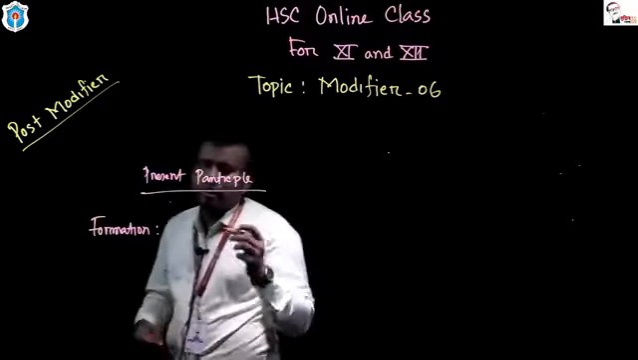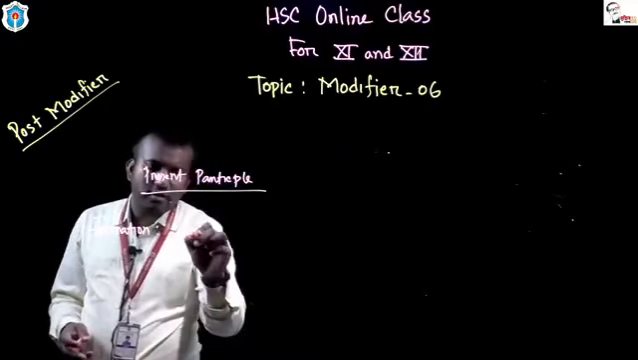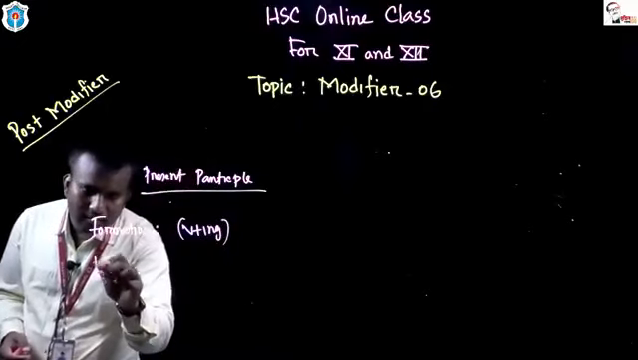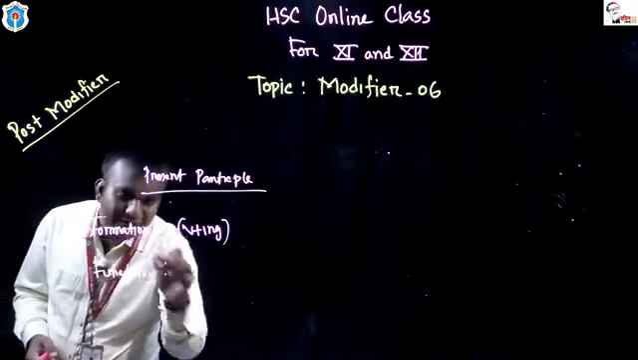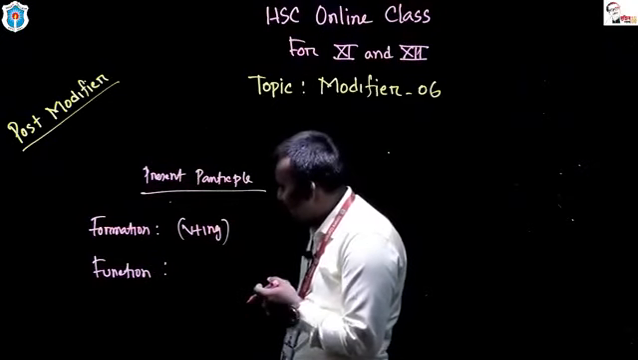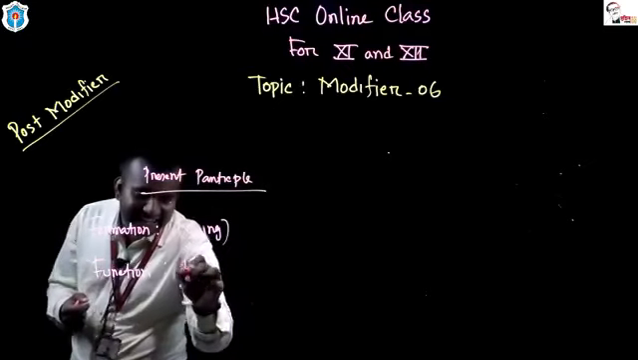Okay. What is the formation of present participle? Verb plus ing. Function as dash. Tell me. Function as adjective.